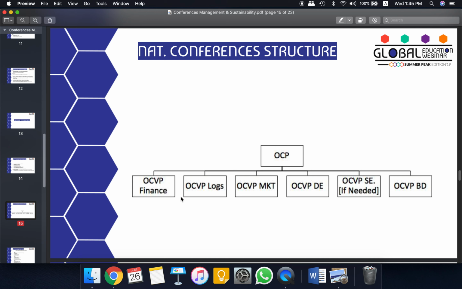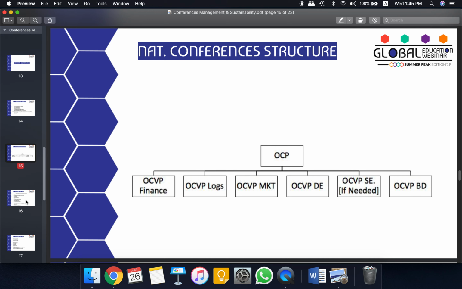An OCVP Finance, and one for logistics, one for marketing, one for delegate experience, which is the delegate servicing, one for special events, in case of the gala night, the opening, and some ceremonies that could happen in such a conference, and as well one for business development to make sure that they ensure having partners who are paying and as well providing in-kind products like refreshments, food, and snacks.